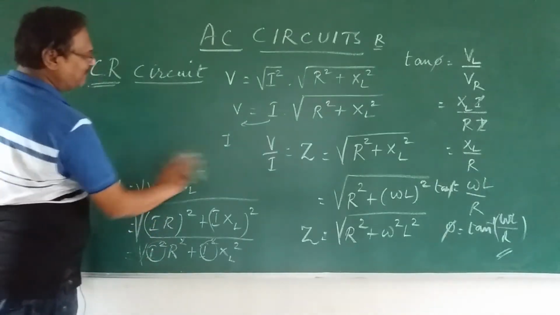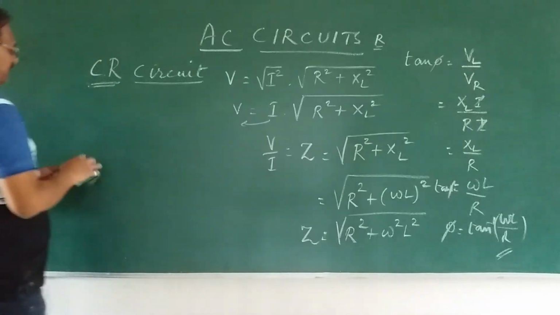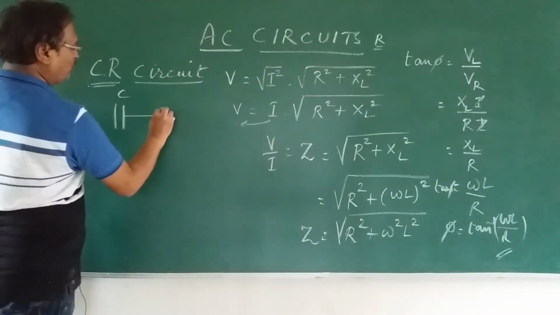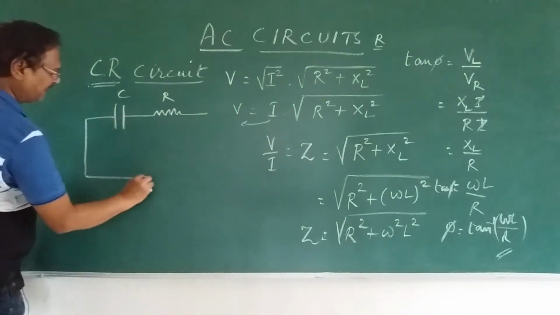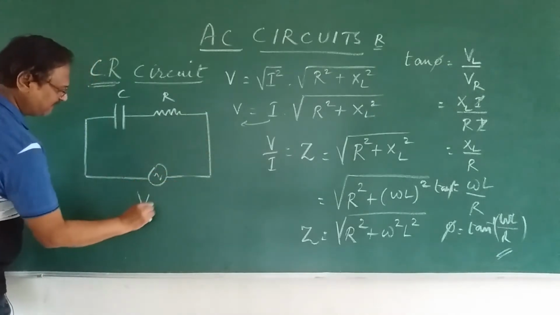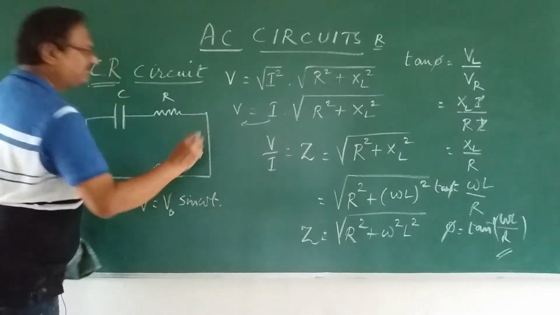Let me erase the board and draw the diagram first. CR circuit: C is capacitance, connected to resistance. Now connect this to an AC input, that is V is equal to V naught sine omega t.